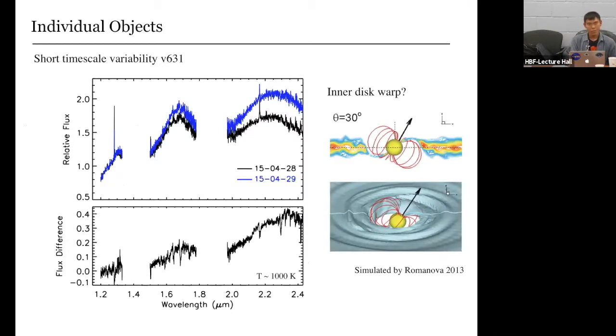And then the second object is V631. This one is interesting because between two nights, even though the J-band and H-band spectra are not changing too much, we see that in the K-band spectra the continuum rose about 30%. What caused this variability on the time scale of one day? We think it might be caused by a warp structure close to the inner edge of the disk, and the temperature of this disk warp is about 1000 K. So when it co-rotates with the star, it can appear in our line of sight, and it can also move away from our line of sight, and then cause this K-band continuum variation on the time scale of one day.